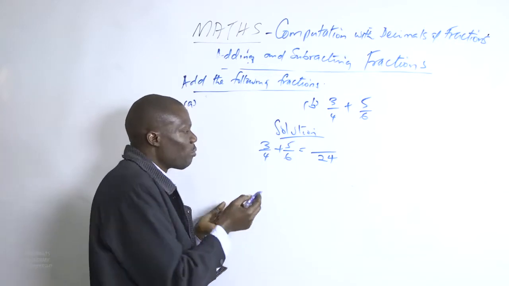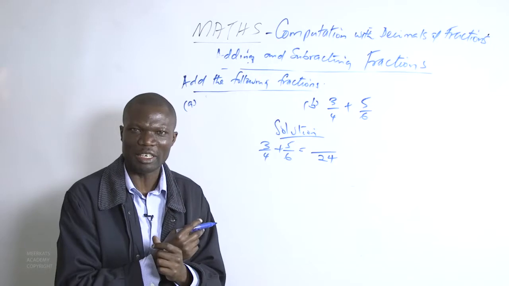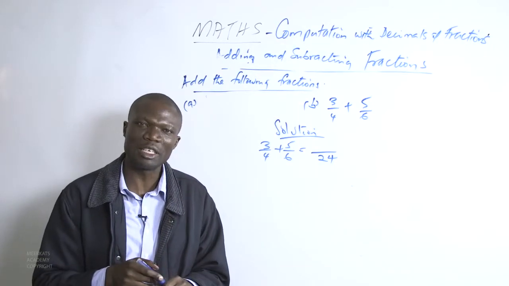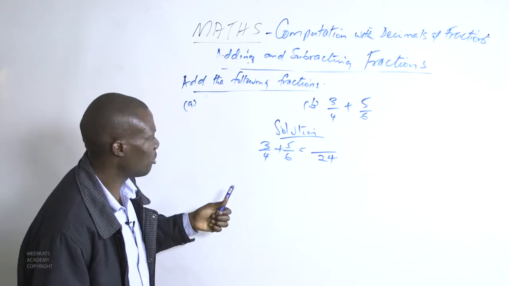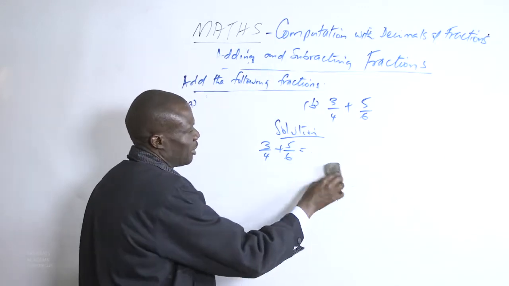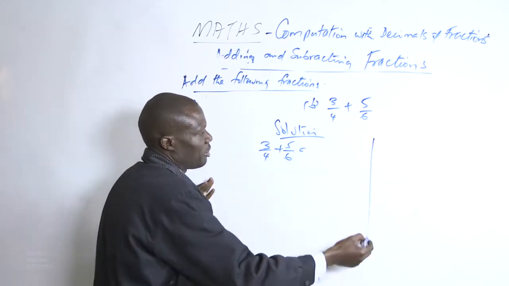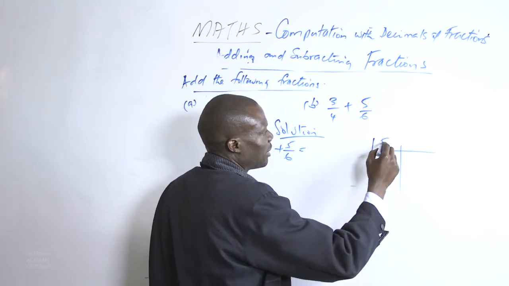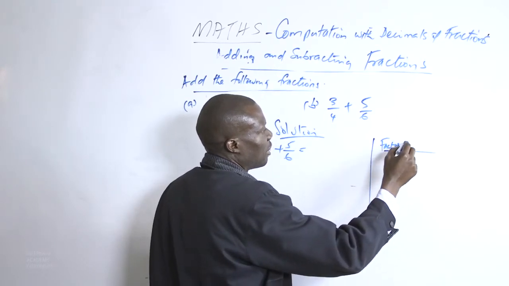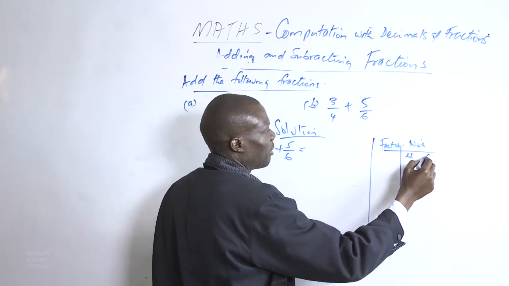Why am I saying that? Because 4 and 6 share a common factor. If they share a common factor, it means that we cannot simply multiply. Let us find the lowest common denominator another way. I'll take another space here, and I want to have the factors here and the numbers here. The numbers I have are 4 and 6.